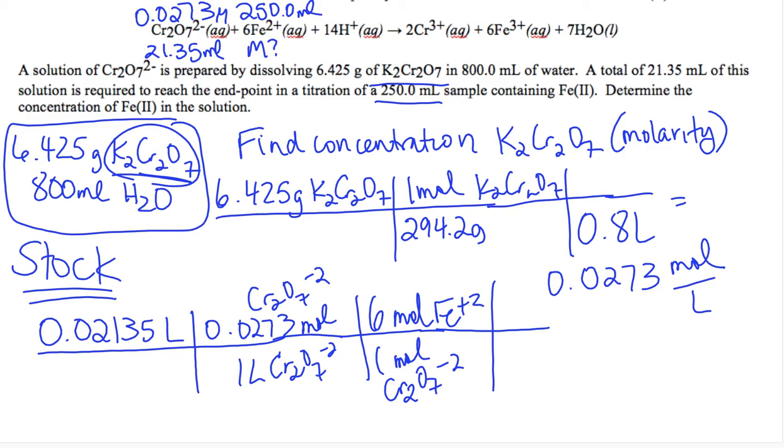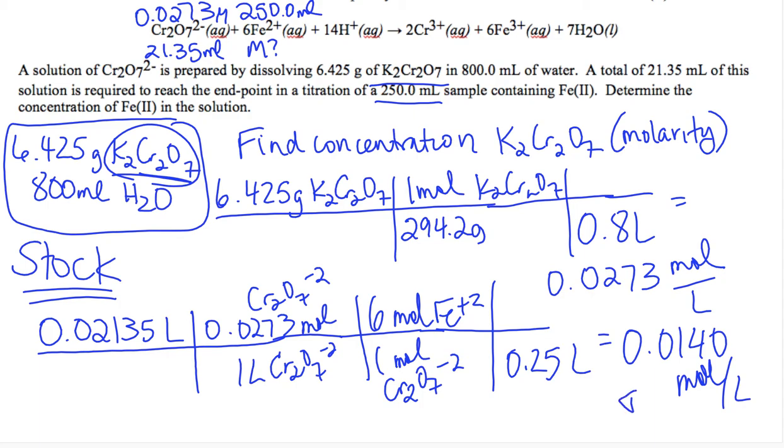Divide by 0.25. That's 250 mils, 0.25 liters. Okay? All right, so that is the molarity of the iron plus 2.